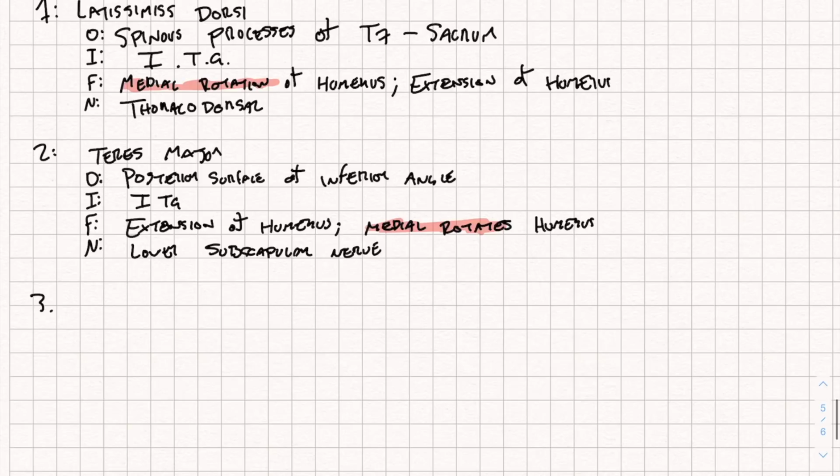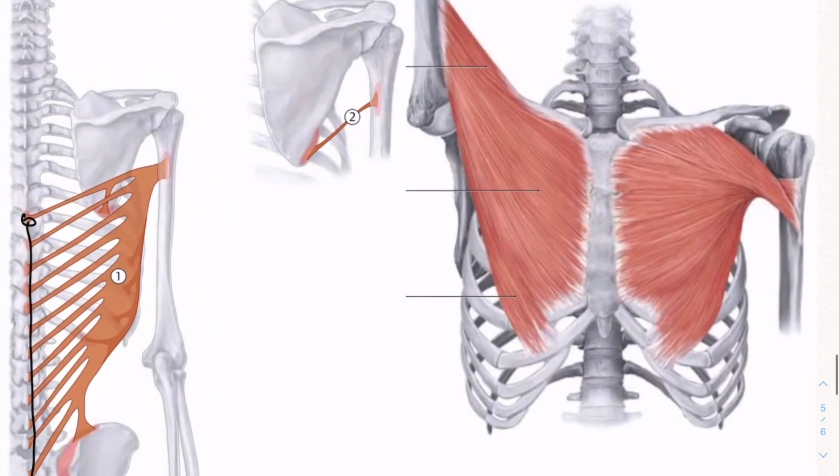Third muscle is the pectoralis major, right here. The pec minor is kind of sitting right under it, like that. And if you remember, the pec minor was a body wall muscle. The pec major is a limb muscle.